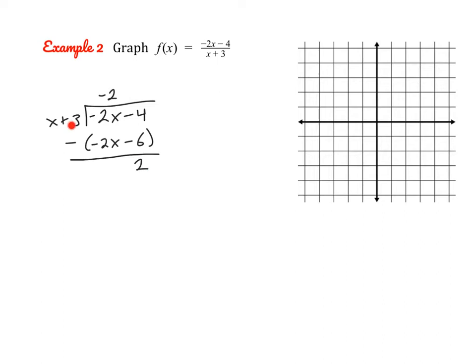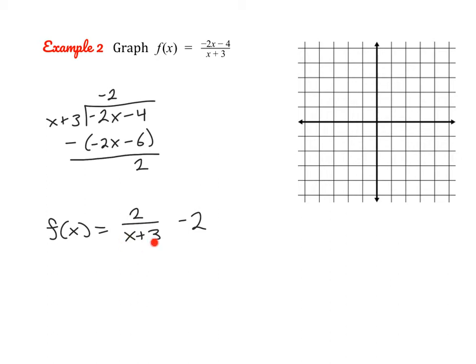Our remainder is going to be 2 over x plus 3, so we can write that first. 2 over x plus 3, and then minus 2. And again, we're just writing it in this order to match the form that we're comfortable with for graphing.